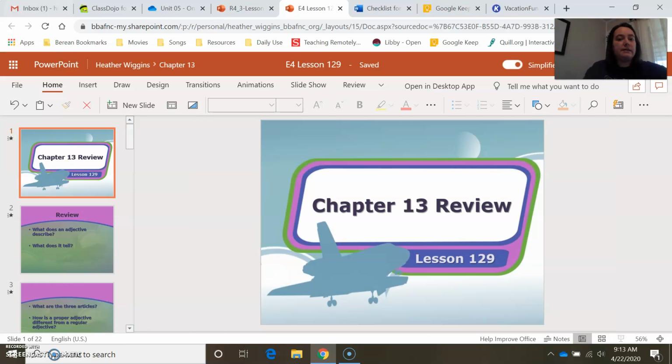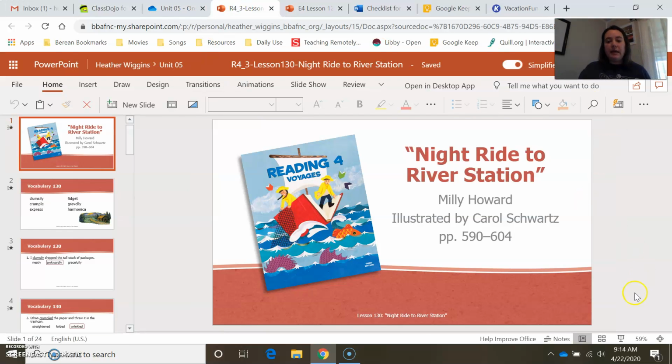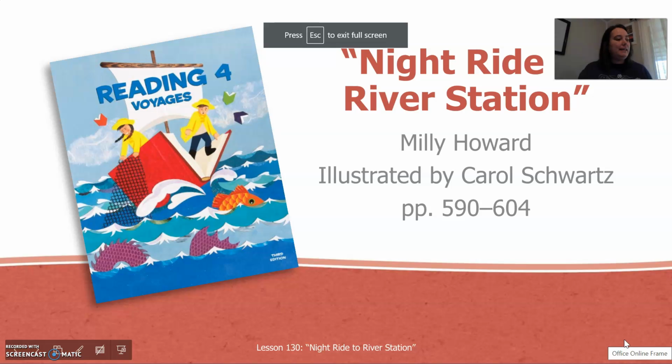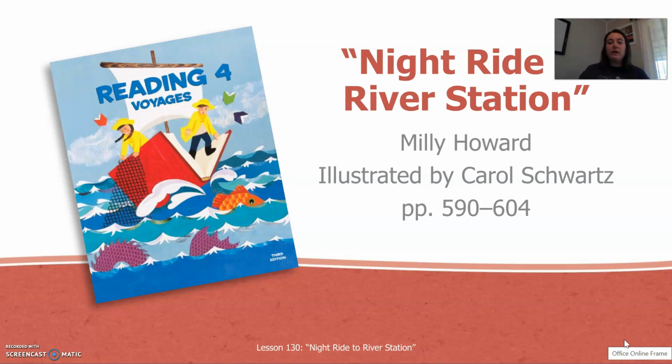Then, as you move on to reading today, you're going to be starting a new story. This is a historical fiction story called Night Ride to River Station. This is a story about a boy who has a dream of being a part of the Pony Express. Pony Express was a mail system. They would take the mail by horse and leave from St. Joseph, Missouri, and head west towards San Francisco. And so he really, really dreamed of being a Pony Express rider. So this is all about the things that are going to happen to him. It's pages 590 to 604. Today you're going to just read pages 590 to 597.